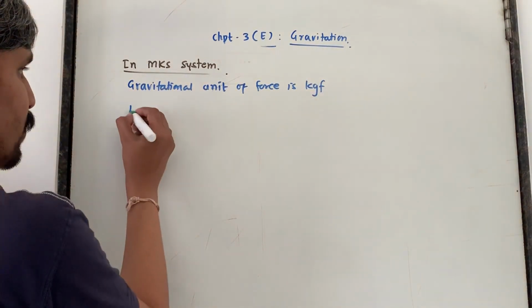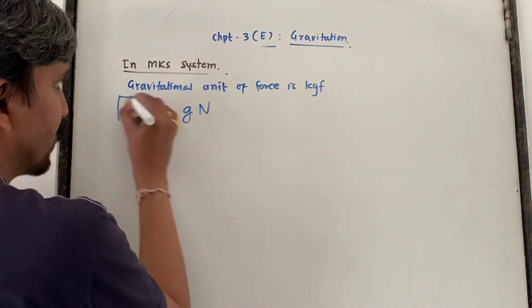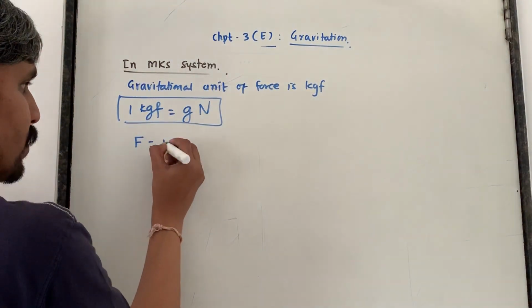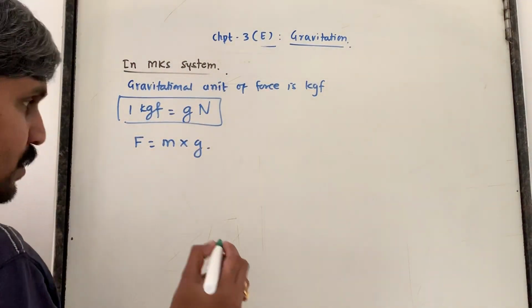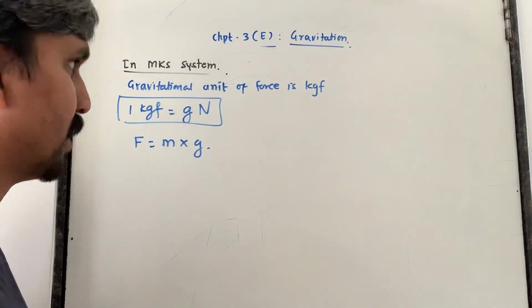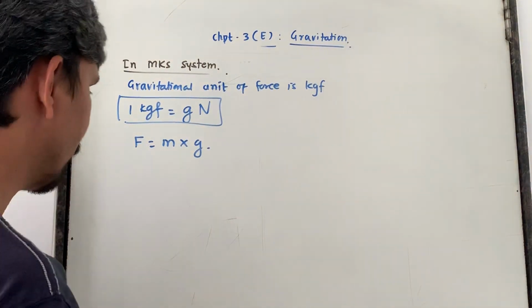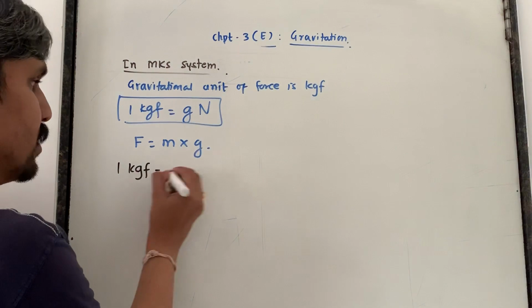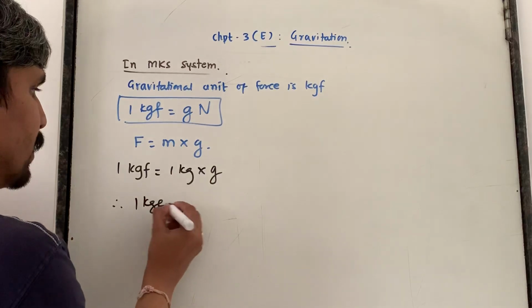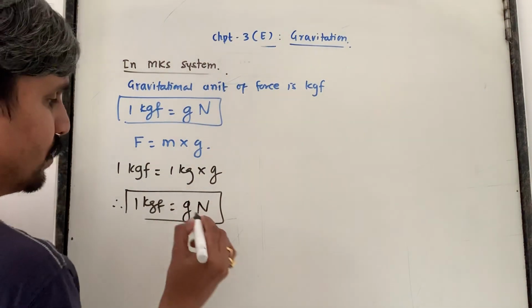Now how are they related? 1 kilogram force is equal to g Newton. Now how is it coming? We have force is equal to m into g, right? So how will you define 1 kilogram force? It is the gravitational force acting on a body of mass 1 kg. So I take here 1 kgf is equal to mass 1 kg into g. Therefore 1 kgf is equal to g Newton, right?